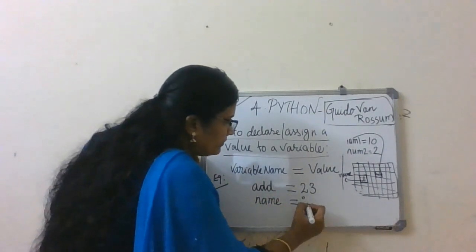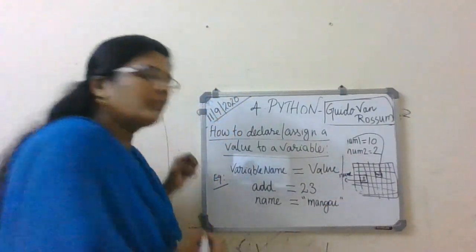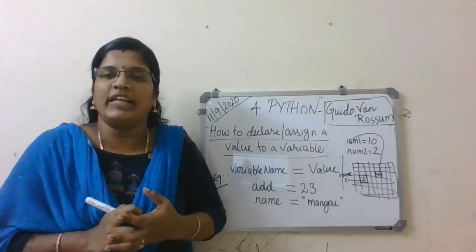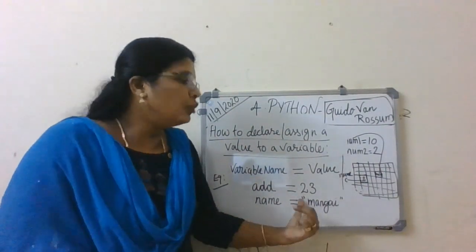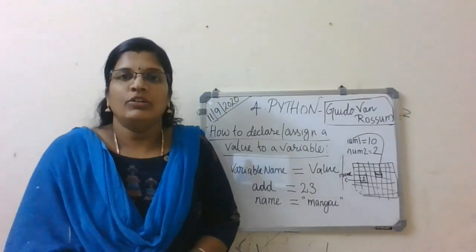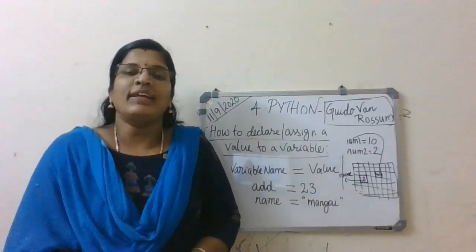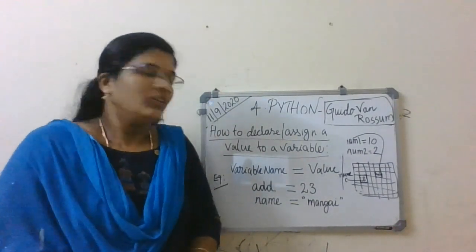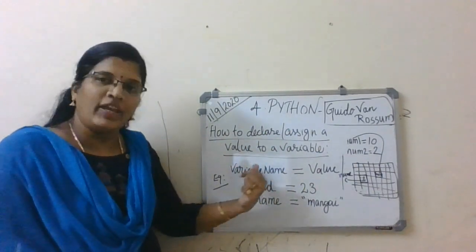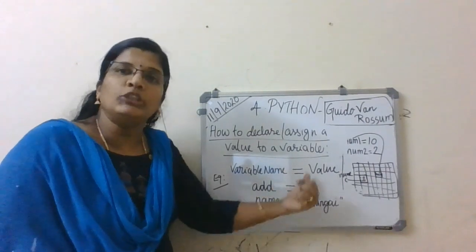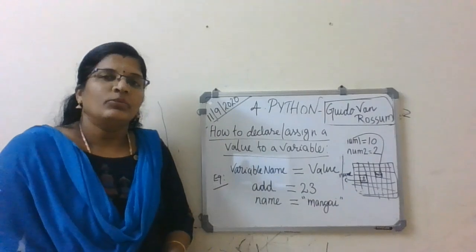See, I have used my name within double quotation. So if you want to specify any name to a variable, do it within double quotation, or a single quotation, or a triple quotation. That doesn't matter. So how to assign a value to a variable? You have to give a variable name, then give an equal to sign, then give a value. Got it, students? Good.